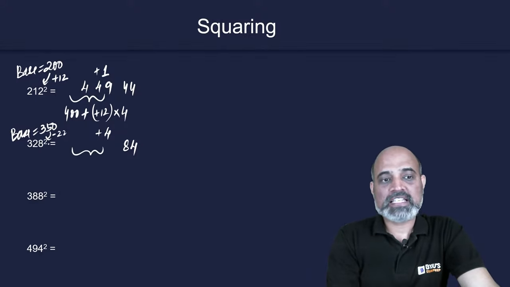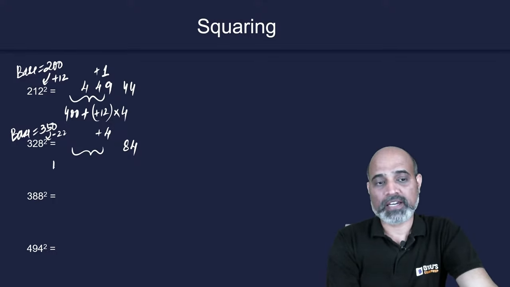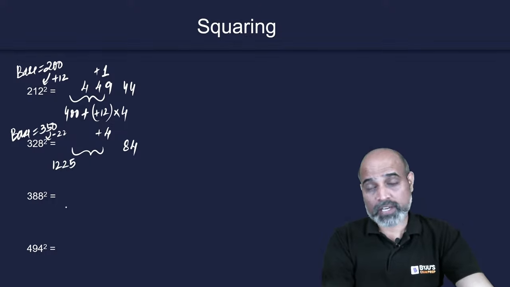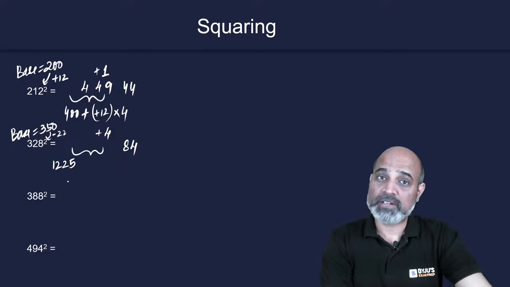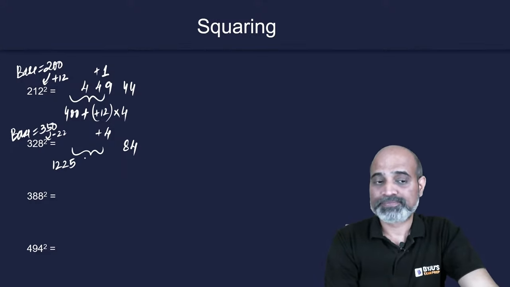Now the remaining digits will be 350, remove the 0. 35 squared is 1225. How do I know this? Please look into the last video, the last session that we had. We saw how to calculate squares of numbers that end in 5, right?